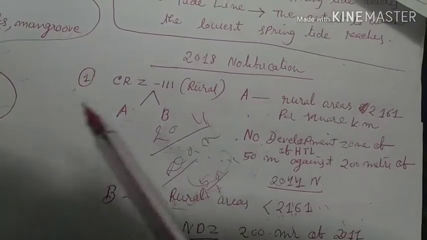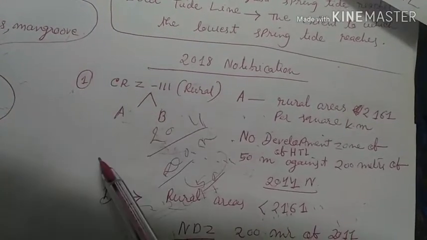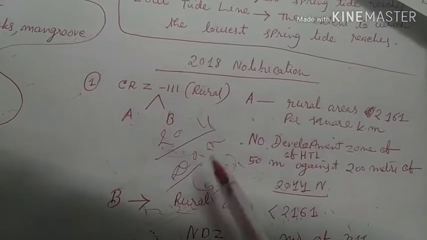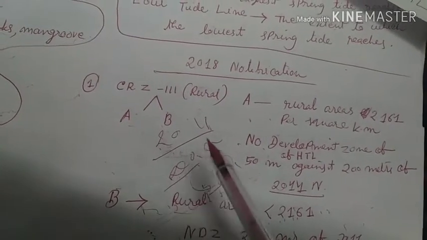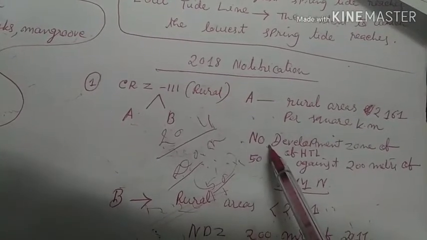It was made to make the local people involved in the participation process. That is why, against the boundary of 200 meter restriction from high tide line in 2011, now restriction has been limited, and now no development zone has been only 50 meter from high tide line.